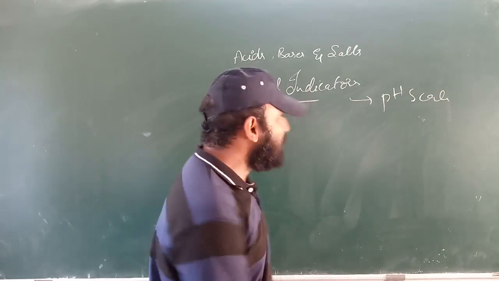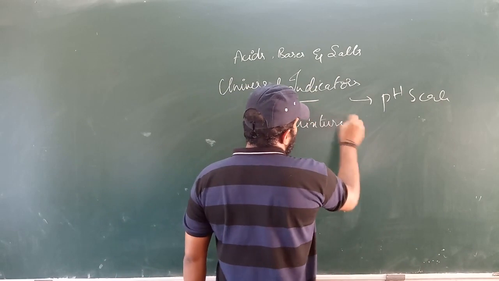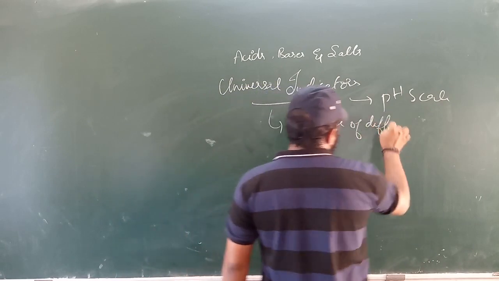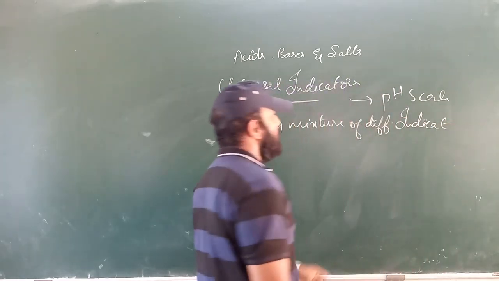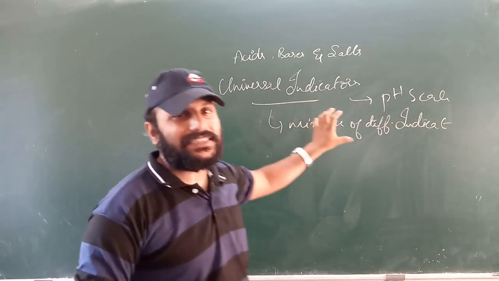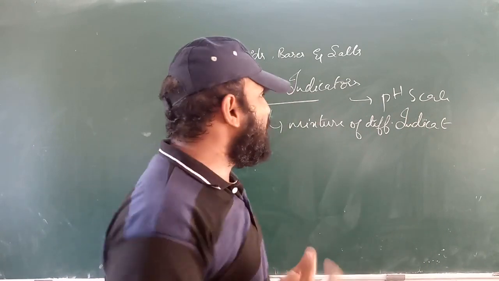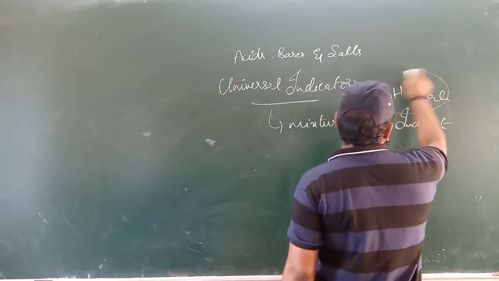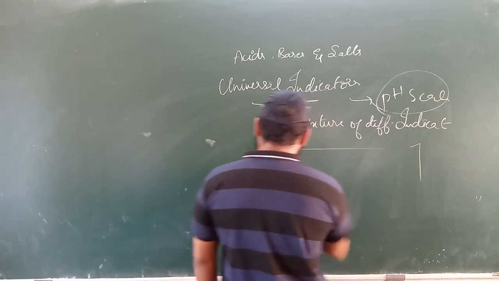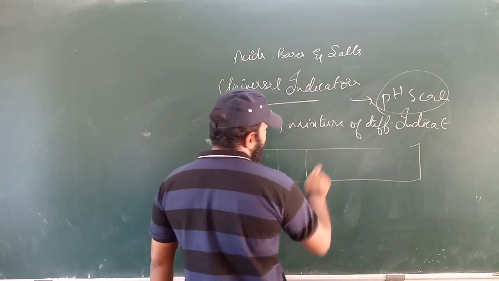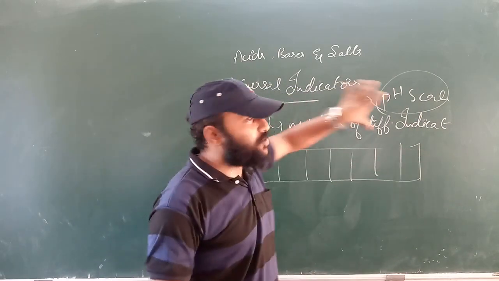Universal indicator is nothing but a mixture of different indicators. Based on the pH scale, it is a mixture of different indicators. Different indicators means based on the pH value, this universal indicator will have different colors. It will have different colors based on the pH value.